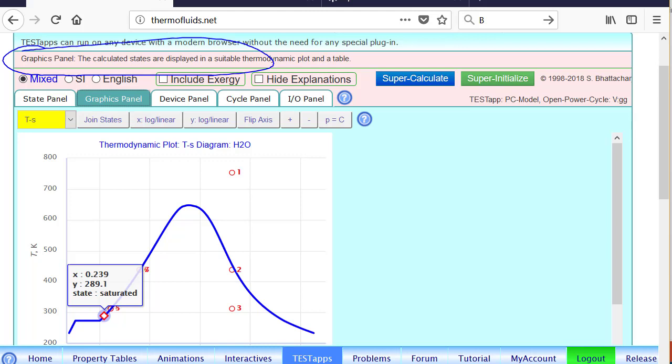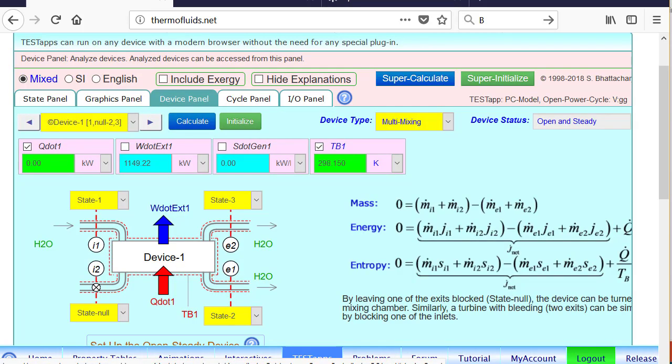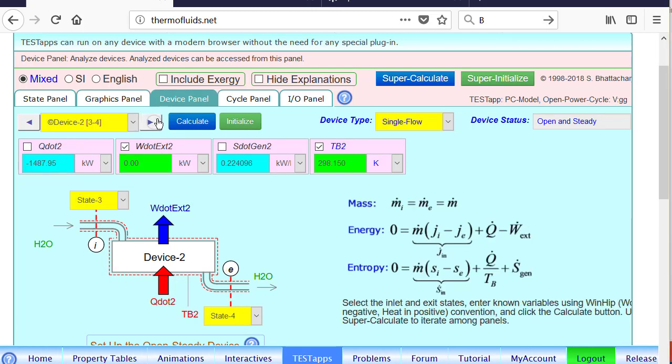Okay, so now let's go and analyze the devices. We go to the device panel. Device 1 is our turbine. You can see that state 1 is our inlet, 2 is our bleeding, and 3 is our exit. Once we select them, Q dot equals 0, so next the external work is found here. Device 2 now is the condenser going from 3 to 4, and the heat transfer is calculated.